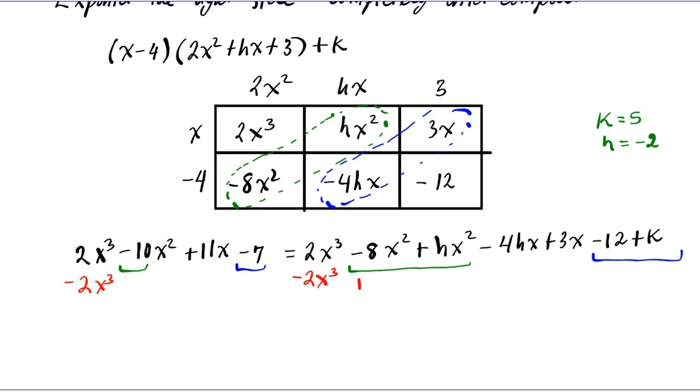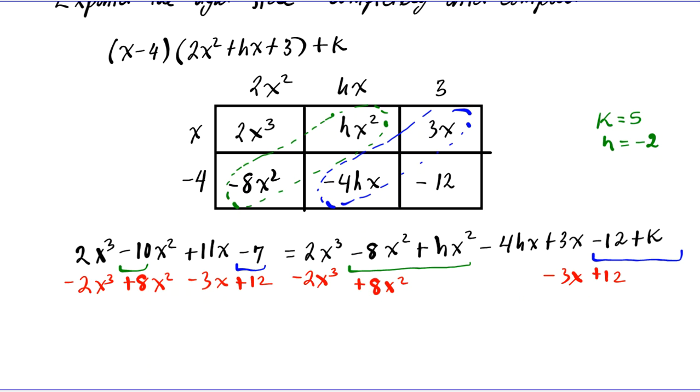8x squared, we're going to move that also by adding 8x squared to both sides. Move that to the left. What else does not have h or k? Oh, 3x. We subtract 3x from both sides. Does anything else not have h or k? Yes, the negative 12. You add 12 to both sides.